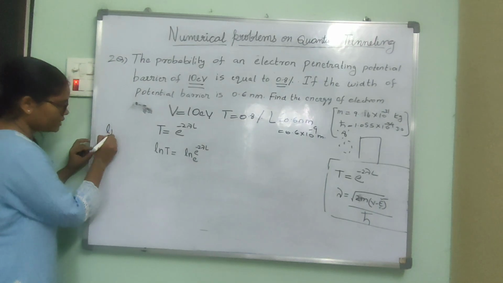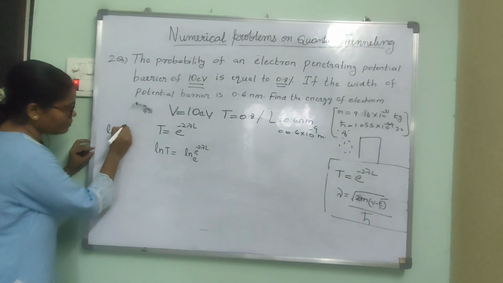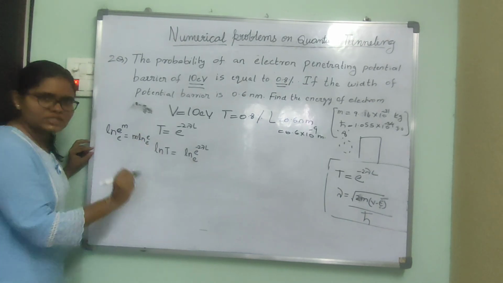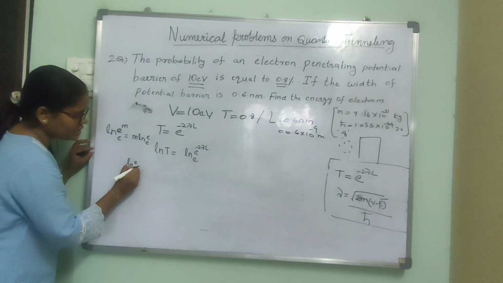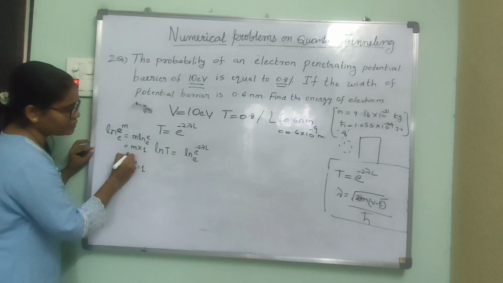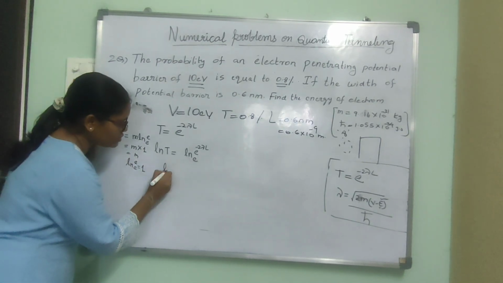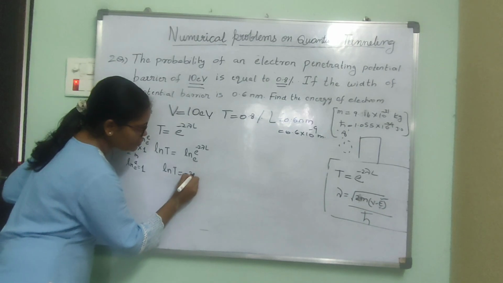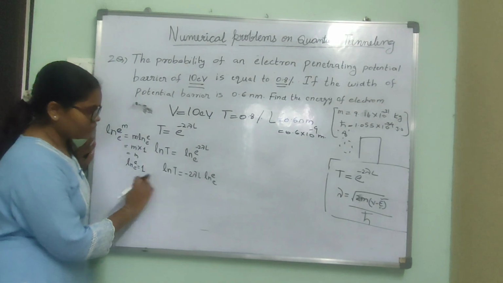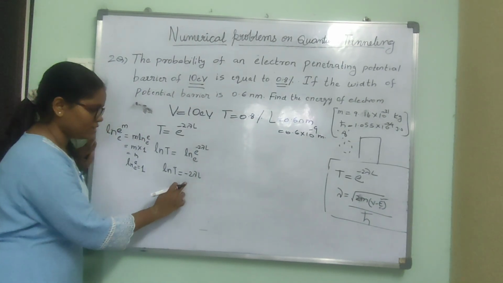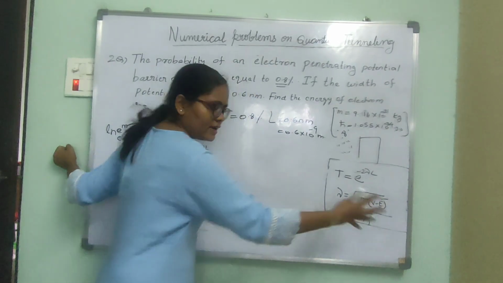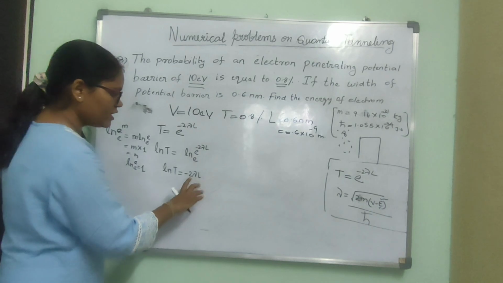So we know that ln of e to the power m is m ln e to the base e, and we know ln e to the base e is equal to 1. So this would be m into 1, which would be m. So this would be ln T equal to minus 2γL times ln e, which becomes 1. So we have only minus 2γL. The value of E lies in this gamma, so I'll expand this gamma later.